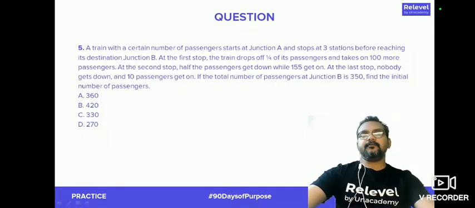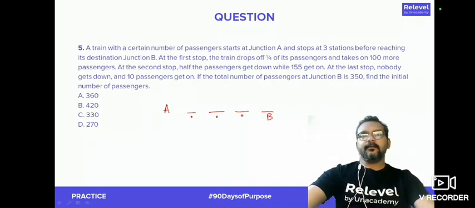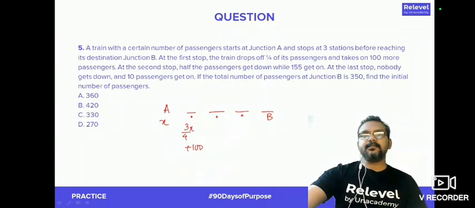A train with some passengers starts at A and stops at 3 stations before reaching B. So it stops at station 1, 2 and 3, then reaches B. At the first stop, the train drops off 1/4 of the passengers. So if there were X, then X by 4 are gone. So you're left with 3 by 4 X, and takes on 100 more. So plus 100. Second step, half of them get down. So whatever you have here, half of those go down.